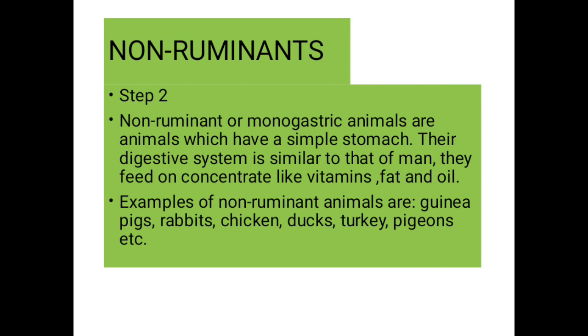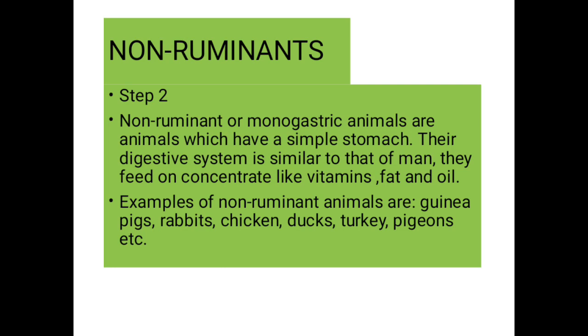Now we'll be talking about the non-ruminants. Just like the ruminant animals, the non-ruminant animals also have a name attached to them, which is monogastric. You can either call them non-ruminant animals or monogastric animals. These are animals which have a simple stomach. Just state, they are animals that have what? A simple stomach. Their digestive system is similar to that of man.